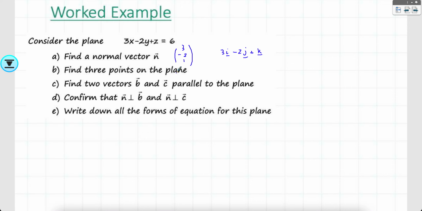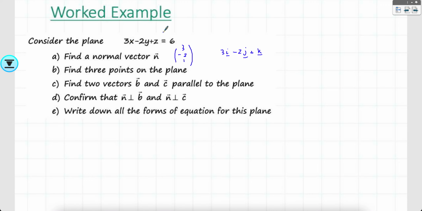Now, find 3 points on the plane. How would you do that? So it's just like when you have y equals mx plus c, and I'm asking you to find 3 points on the line. All you have to do is just substitute a couple of points. And we want a nice way to do that. Basically, what you're going to do is replace 2 of the letters with 0, and then you figure out what the third letter is going to be.